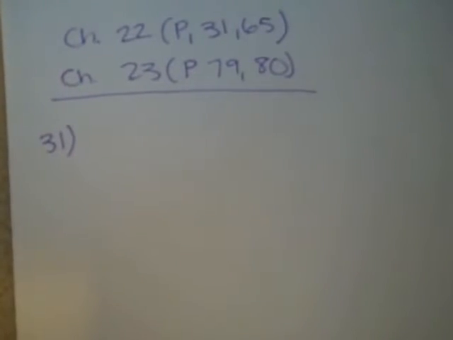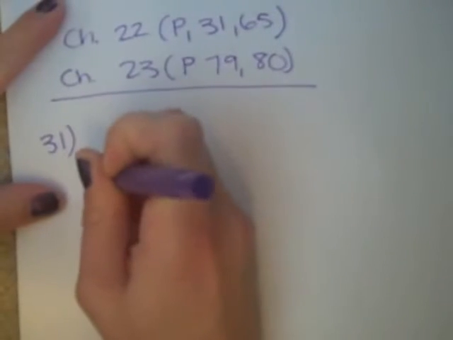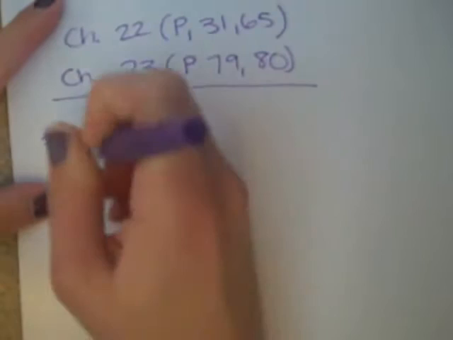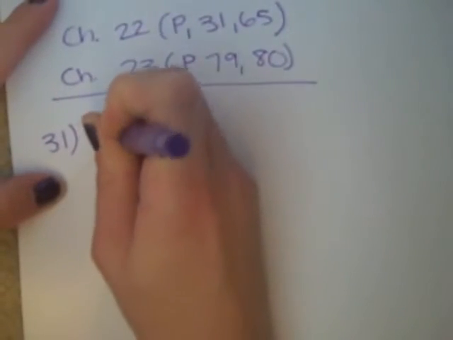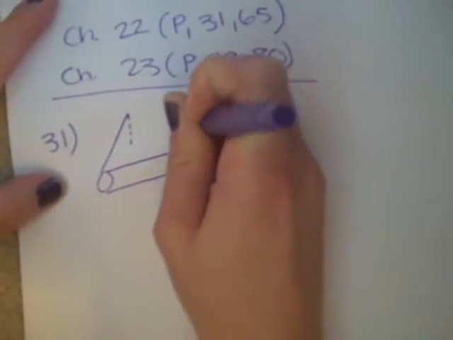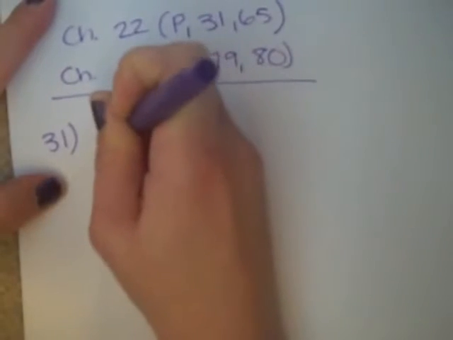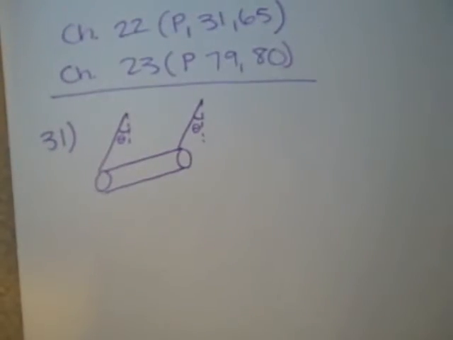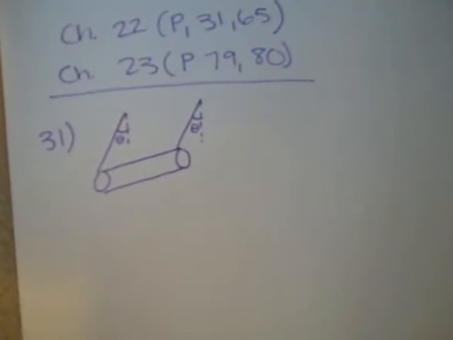So first off, number 31 gives you a picture of a metal bar. So I'll draw the metal bar here. And it's being suspended from two strings. And there is an angle between the vertical and how the string is hanging right now. And what they want you to find is what angle this actually is.